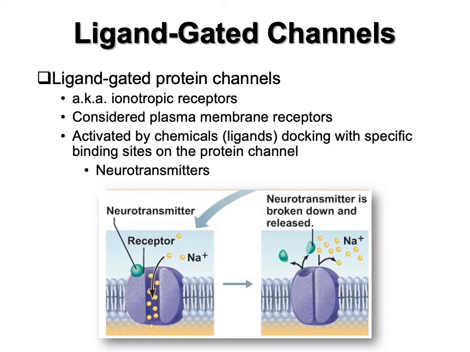When at rest, ligand-gated protein channels are closed. However, when a neurotransmitter chemical messenger docks with a specific binding site on a protein channel, it stimulates the channel to open, thus allowing ions to flow in or out of the cell depending on the concentration gradient of the ions involved.